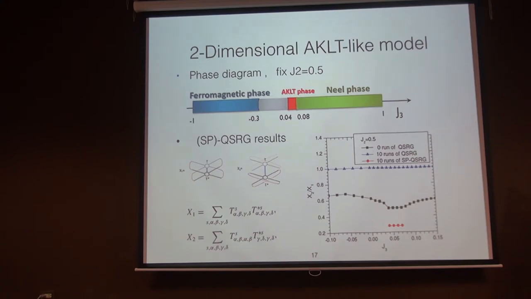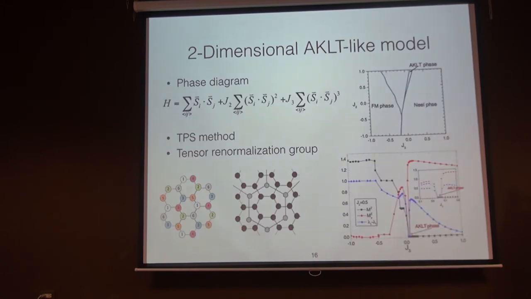What's the gray region? The green. Gray. Yeah. What's the phase? Because we can see, I calculated the Néel order and the ferromagnetic order is not 0. So actually I don't know what this phase is.